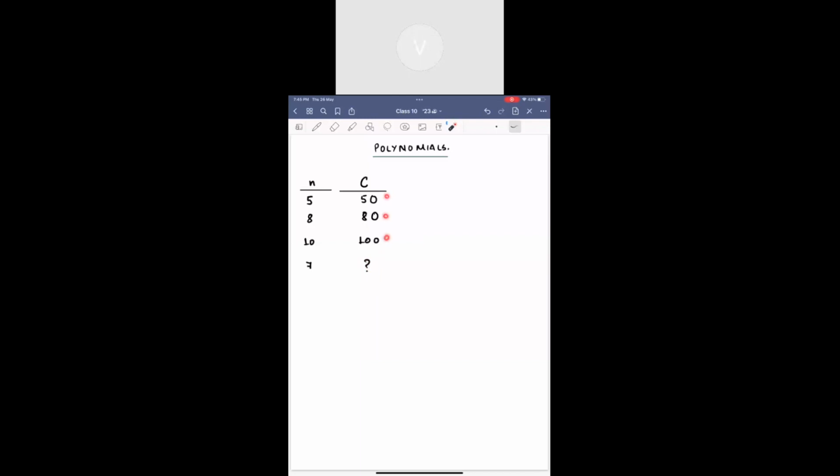But if I had asked the same thing to a computer, and you have given these 3 pieces of information to the computer also. Okay, that see, when I bought 5 chocolates, it cost 50. If I bought 8, it cost 80. If I bought 10, it cost 100. If I buy 7 chocolates, how much would it cost? Do you think the computer will be able to answer? Let me tell you, it won't be able to answer.